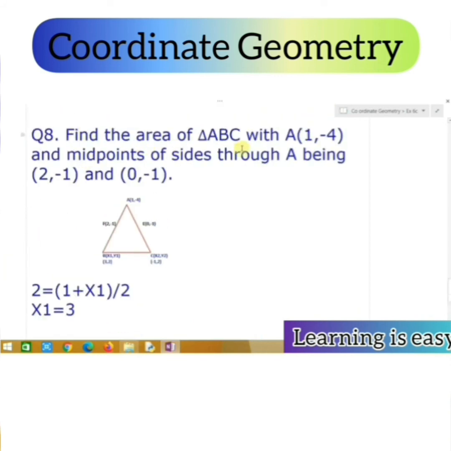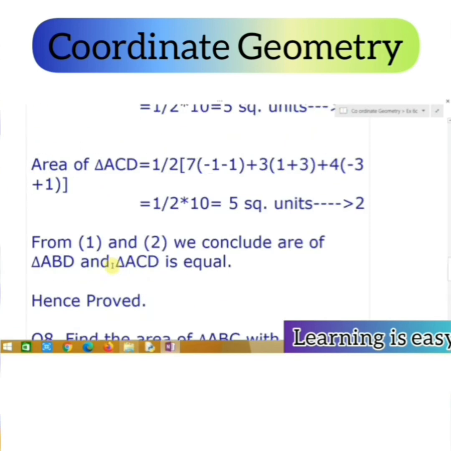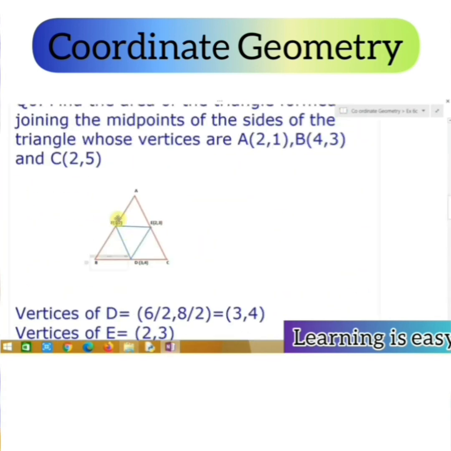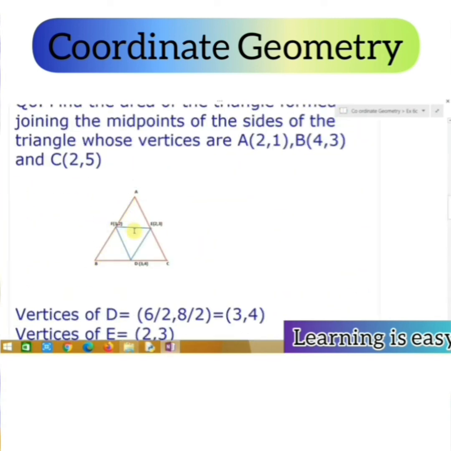So here with midpoint, we calculated the coordinates of the triangle ABC. In the previous question, with the coordinates, we calculated the midpoint and then found the area of the inner triangle.